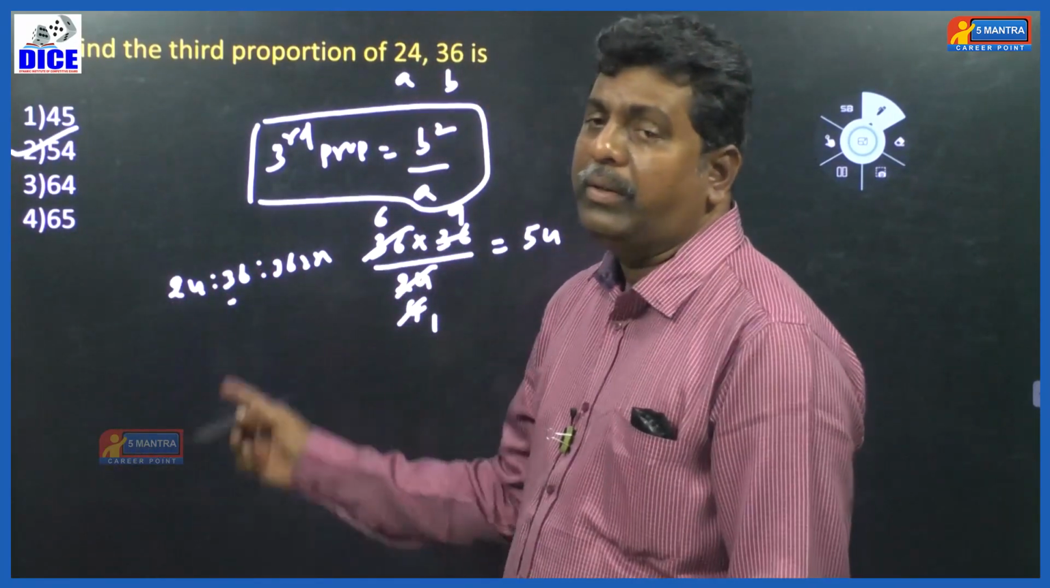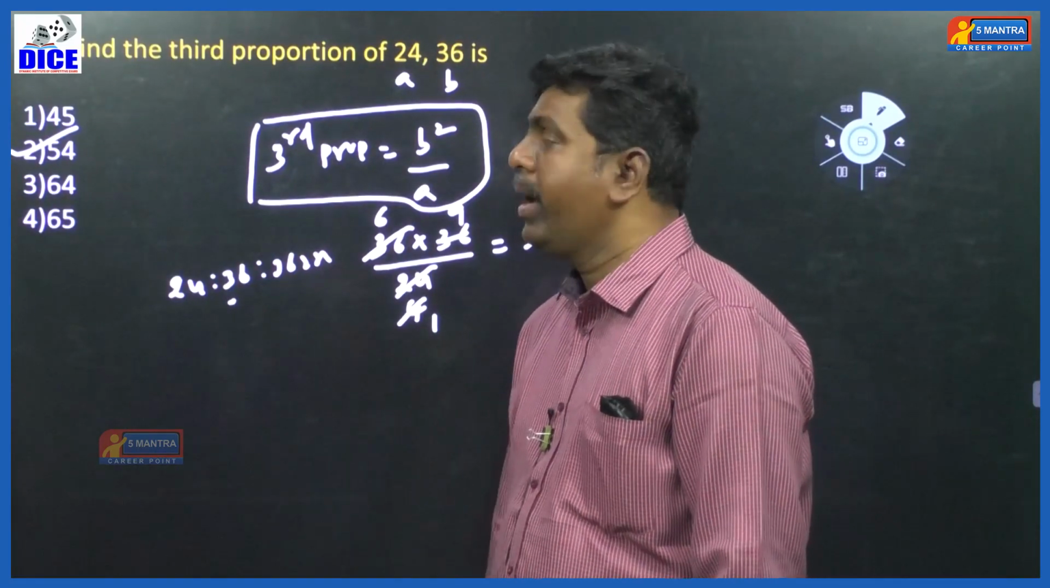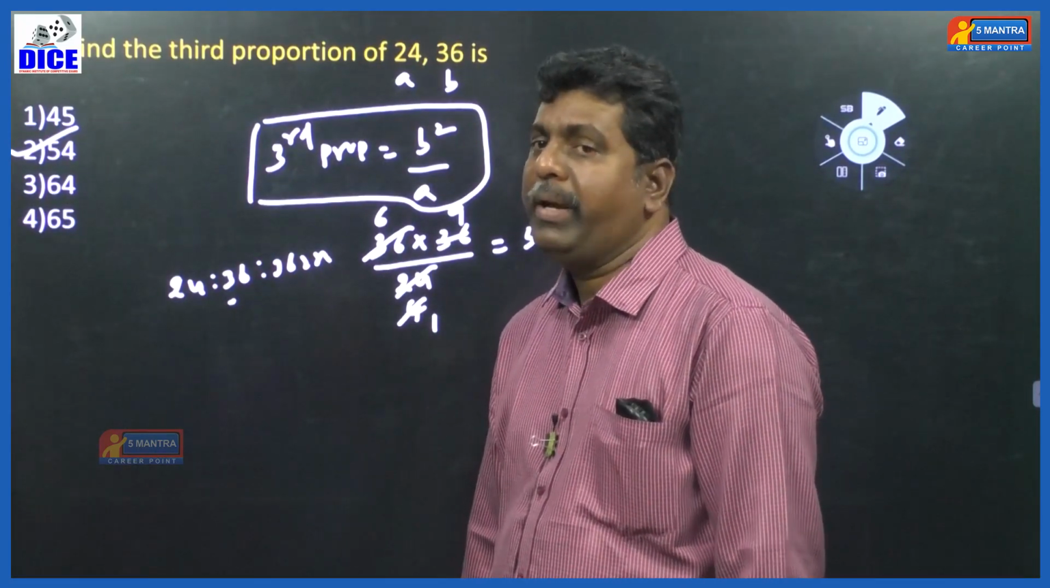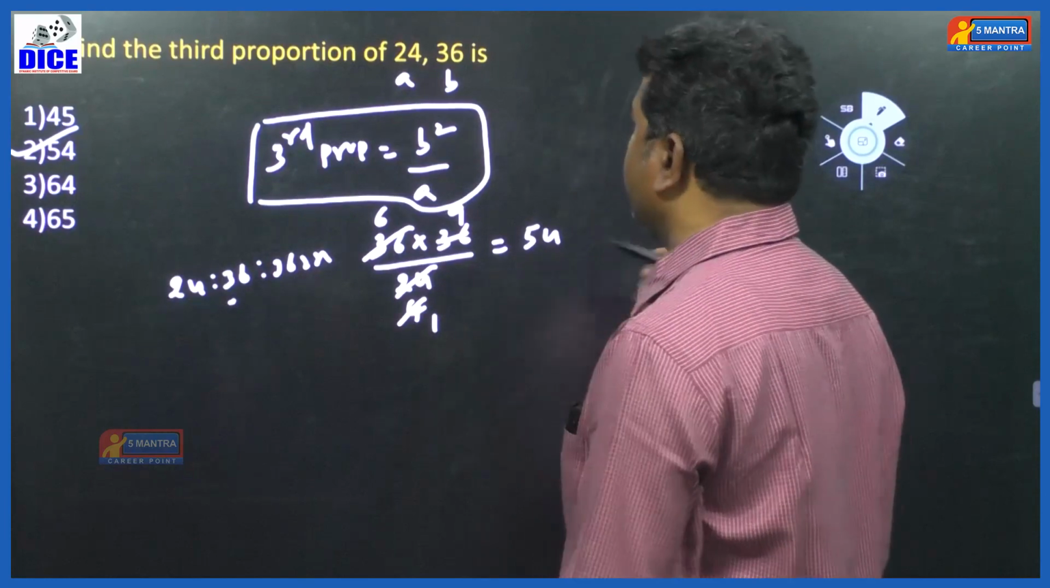So what is the formula? Third proportion is equal to B square by A is the required formula. Now we can see the next problem.